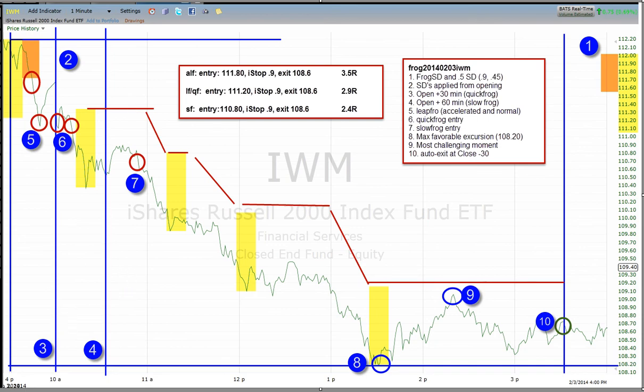So we can use the frog framework as a way to manage trades intraday if it looks like it did yesterday, that everything was melting and everything was failing. So that's the quick frog, slow frog, and leapfrog series from February 3rd, 2014, and symbol IWM.